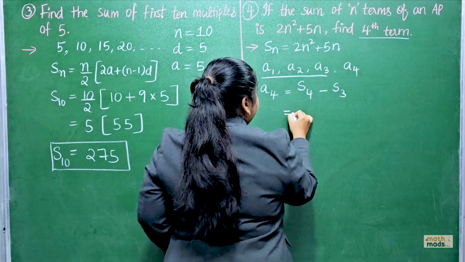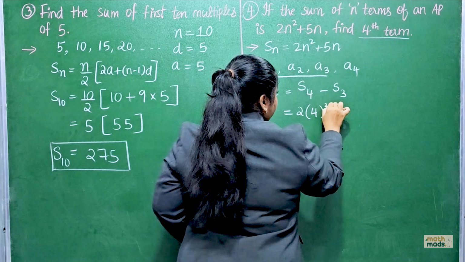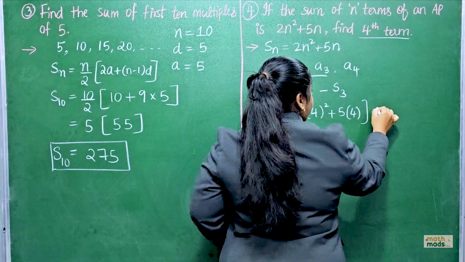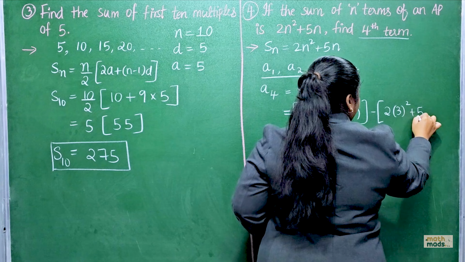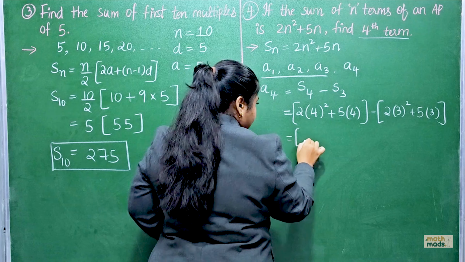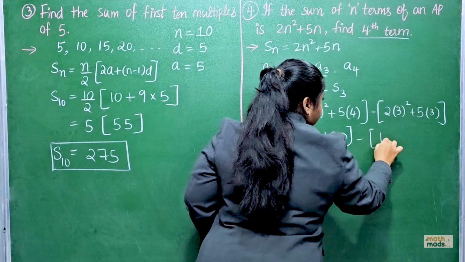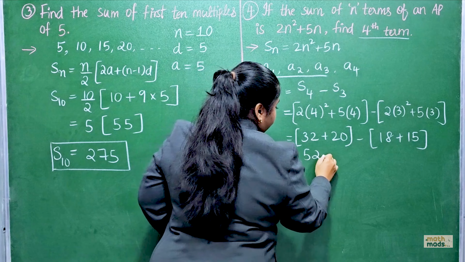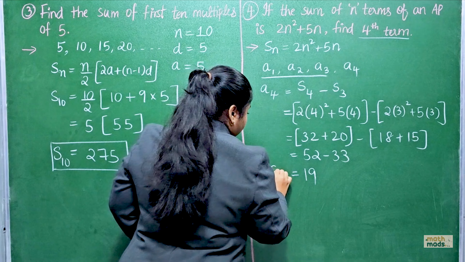Now you just substitute n as 4 and n as 3. So 2 into 4 square plus 5 into 4, this is sum up to 4 terms, minus sum up to 3 terms, that is 2 into 3 square plus 5 into 3. So 2 into 4 square is 32, plus 20, minus 9 into 2 is 18, plus 15. So this is 52 minus 33. That will be 19. So fourth term is 19.